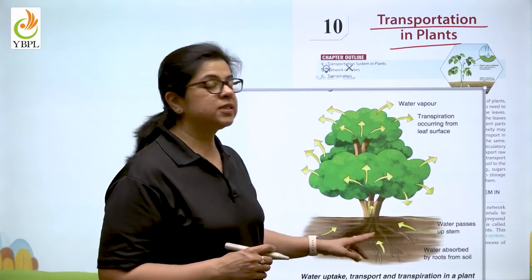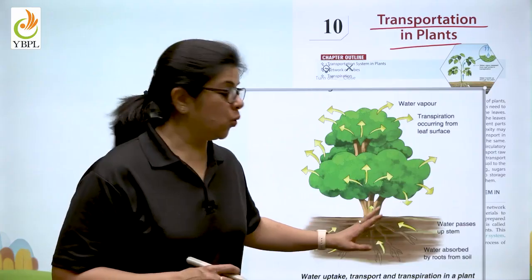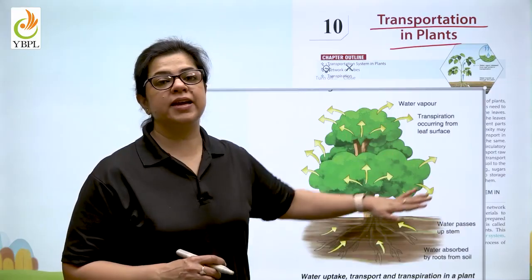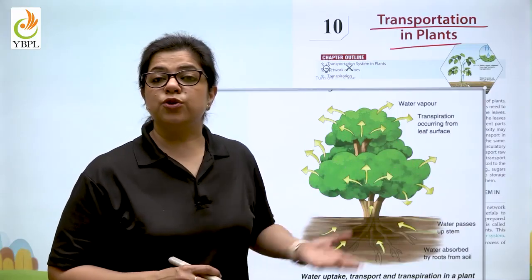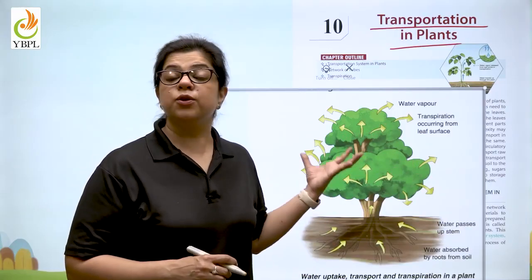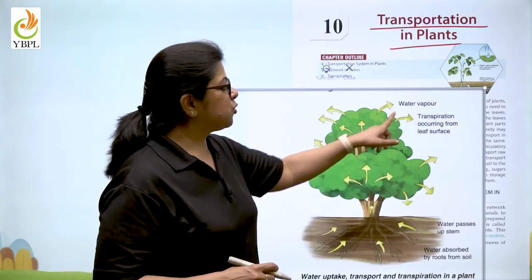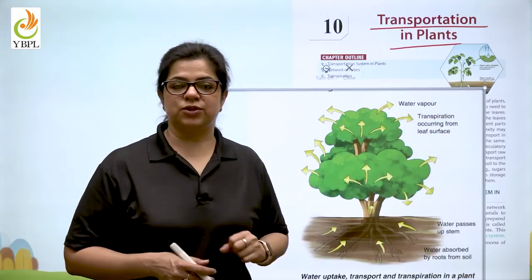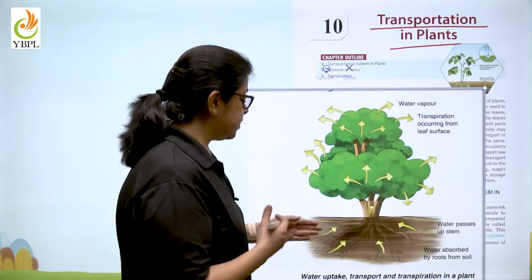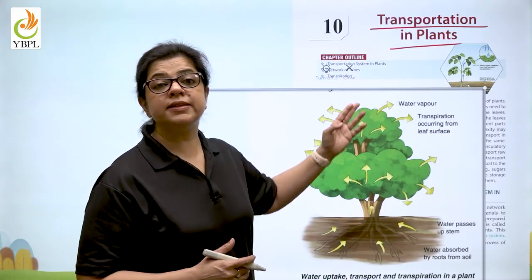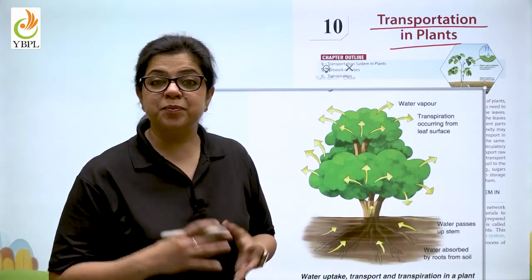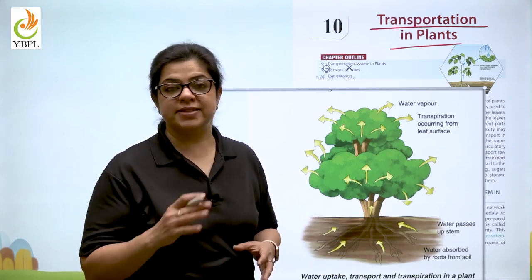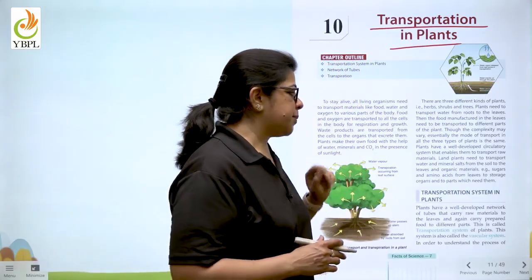So when water is absorbed by the roots, where does it go? It goes upward to the leaves. Now the leaves will carry out the process of photosynthesis. They are going to use up some of this water. What are they going to do with the excess water? They are going to throw it out in the form of water vapor by the process known as transpiration. Now this water has to go from the root till the tip of the tree. How does this take place? What is the process behind it is exactly what we are going to understand today in this chapter.